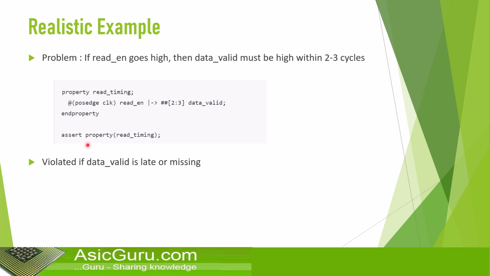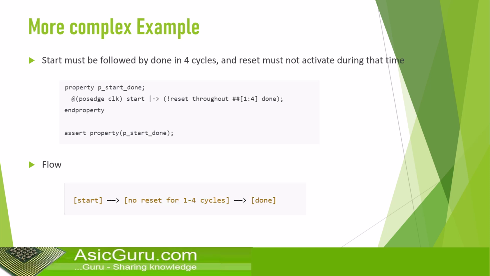This property is then asserted using this statement. So the assertion will be violated if data valid becomes late and it misses this window. This kind of assertion is very helpful in verifying timing relationships in protocols.